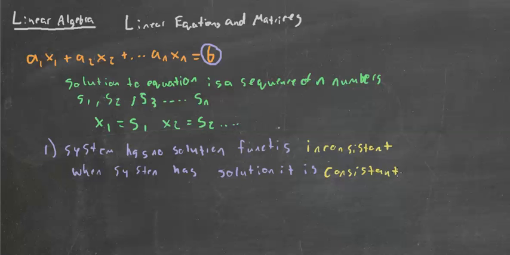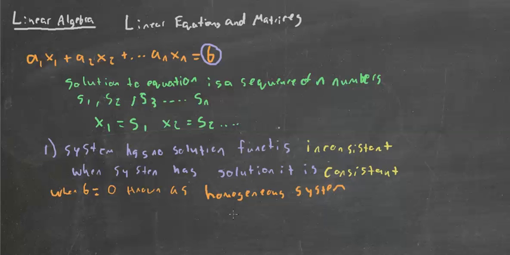Now, two other important terms. In this case, where we have them all equaling 0, let's say b equals 0, this is known as a homogeneous system. So when all the b values equal 0 in the system of linear equations, it is known as a homogeneous system.